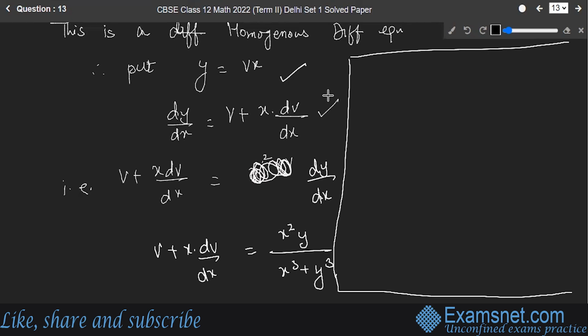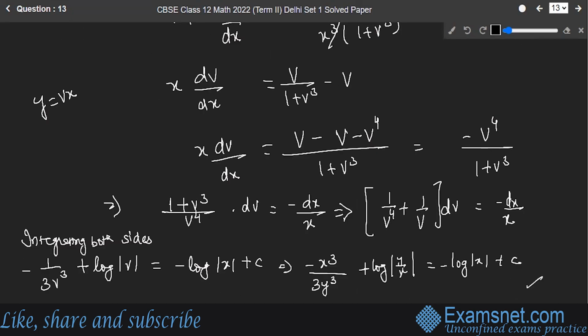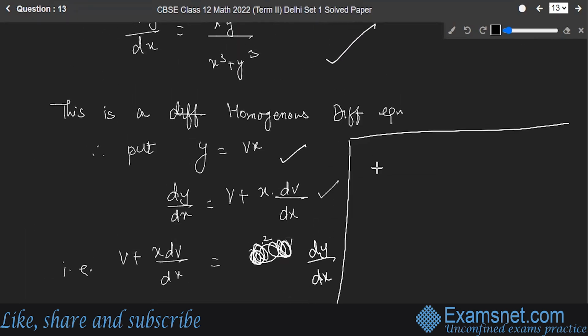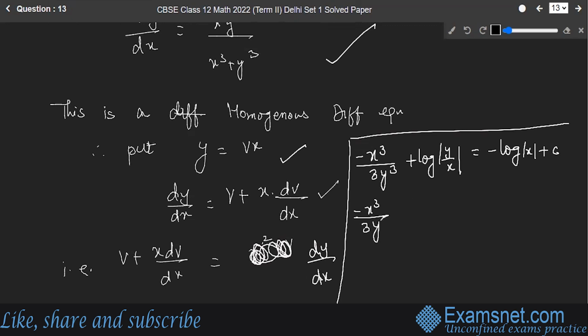Okay. So I'll write the last statement which we wrote over here. This statement, let's write this again once. It is minus x cube upon 3 y cube plus log of y upon x is equal to minus log of x plus c, or this is minus x cube upon 3 y cube plus log y minus log x is equal to minus log x plus c, or they will cancel.